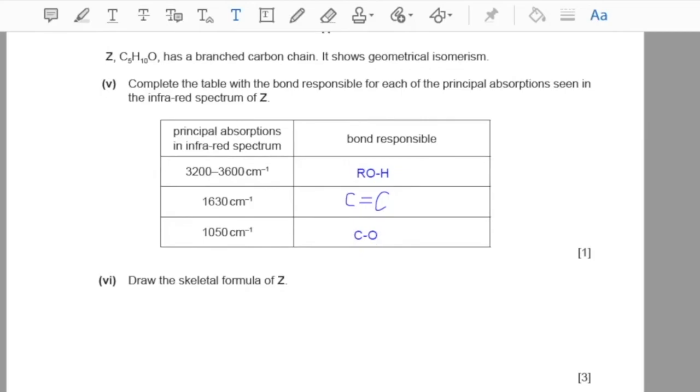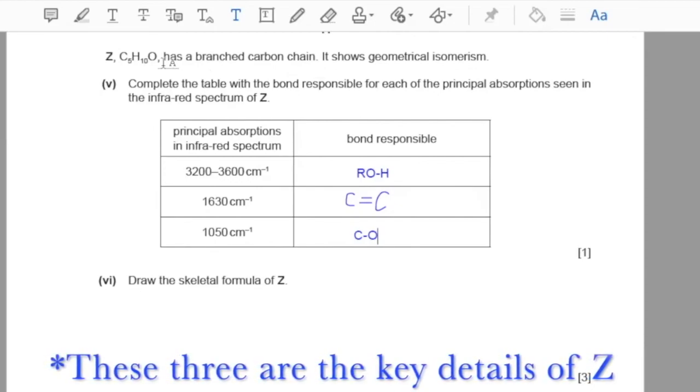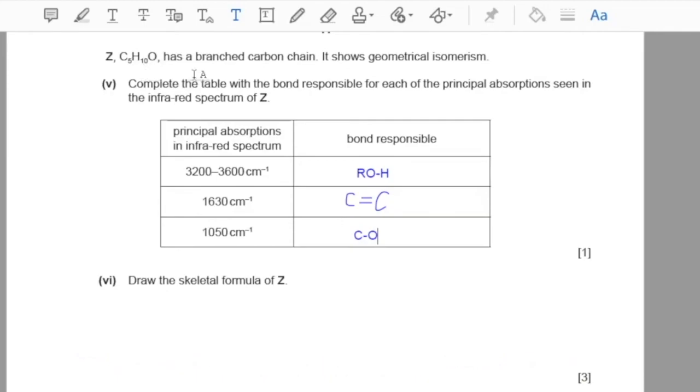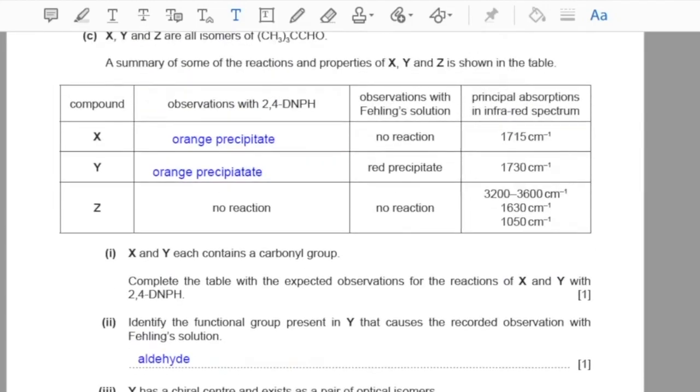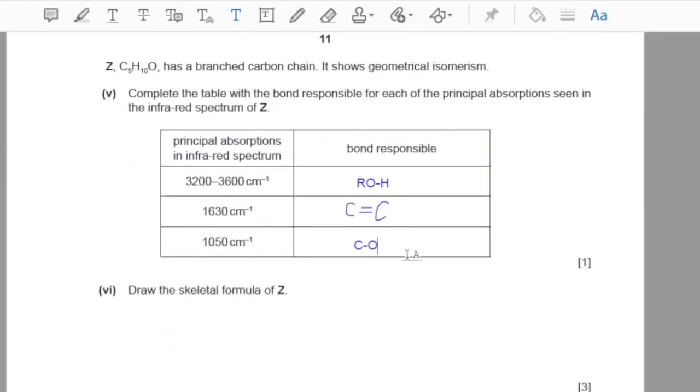Part 4, draw the skeletal formula of Z. So they say over here that Z has a branched carbon chain, and it also shows geometrical isomerism, and it has a molecular formula of C5H10O. And previously in the question, they also mentioned that Z, when it reacts with 2,4-DNPH, doesn't show any change. When it reacts with Fehling's solution, it doesn't show any change either. And on the infrared spectrum of Z, it shows these 3 peaks, meaning a hydroxyl with an alkyl group is present, a C=C double bond is also present, a C-O single bond is also present, and it also shows geometrical isomerism.